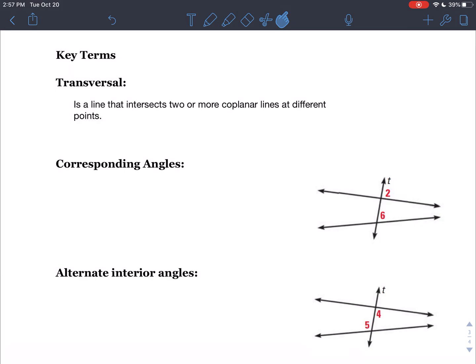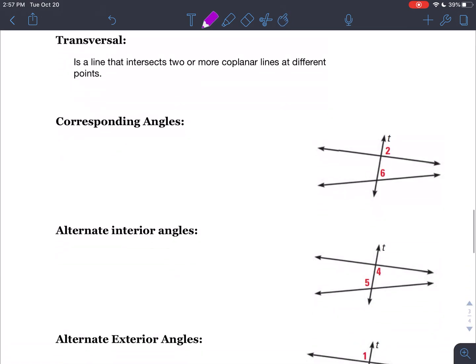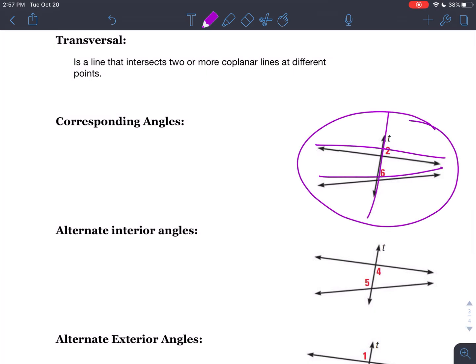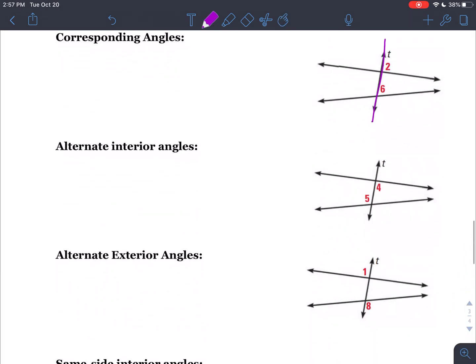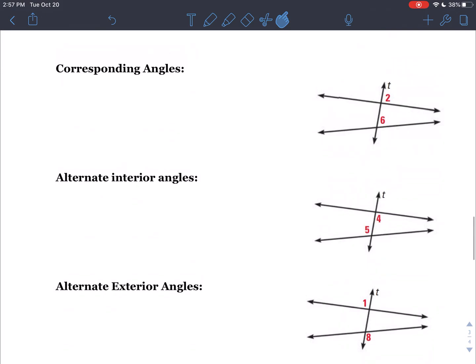And so when we look at these, I'll look at this picture right down here. We have two lines, and then the T is our transversal. Okay, so this guy here is our transversal. Down here, T is our transversal because it's intersecting these two lines. And same for all of them, the T is the transversal.